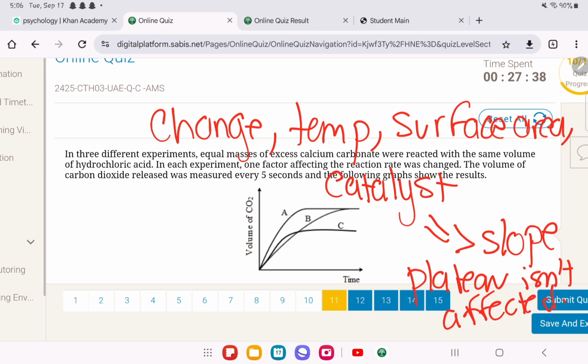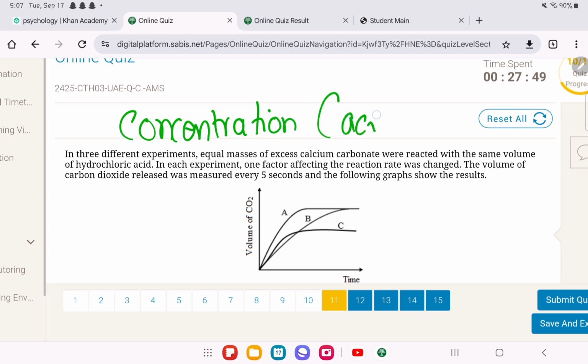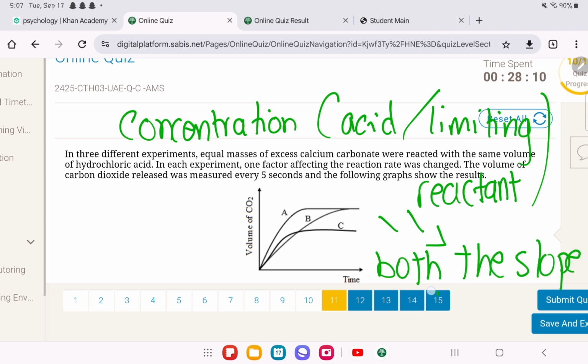All right? And if you played with the concentration of an acid or a limiting reactant, then both the slope and plateau are affected. So this is to keep in mind.